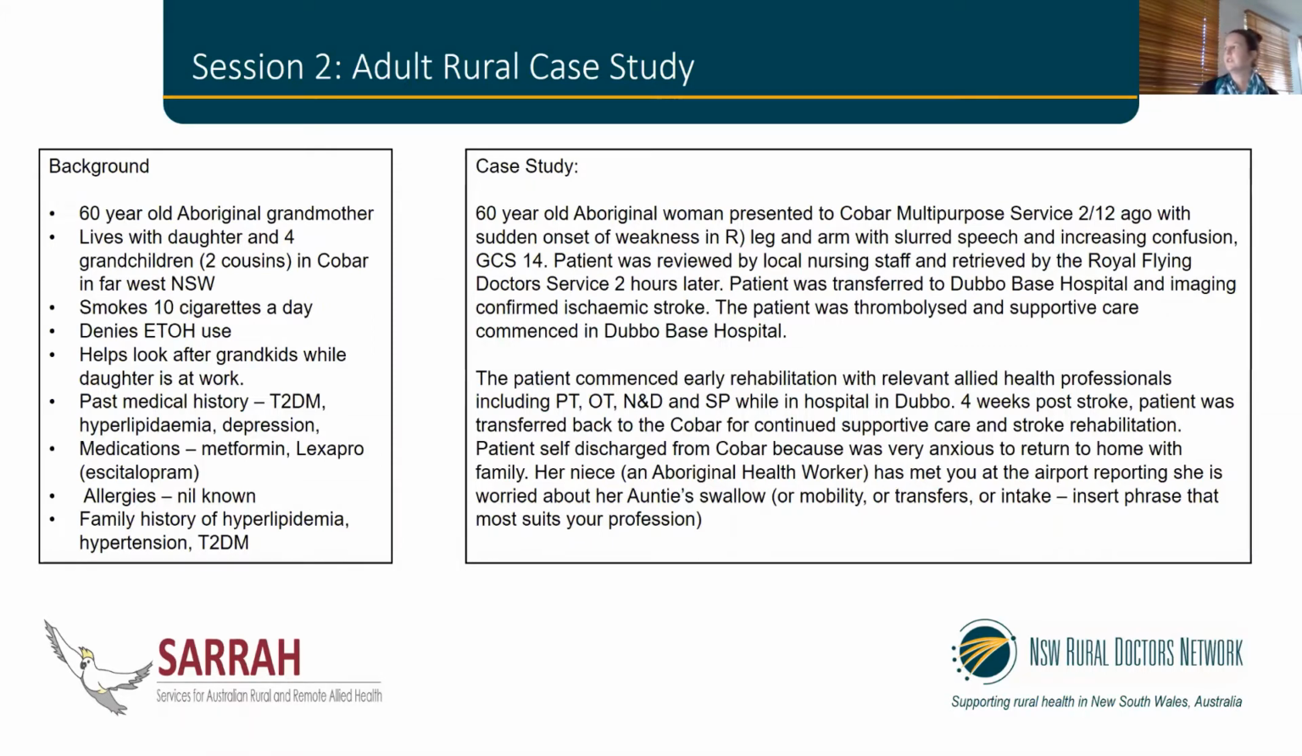So she presented to the COBAR multipurpose service 2 months ago with sudden onset weakness of the right leg and arm and slurred speech with increased confusion. She was reviewed and shipped out by flying doctors to Dubbo Base Hospital, where they confirmed that she had an ischemic stroke. She was thrombolised and supportive care was commenced at the Dubbo Base Hospital. She commenced early rehabilitation with the relevant allied health professionals, including physio, OT, nutrition and speech.